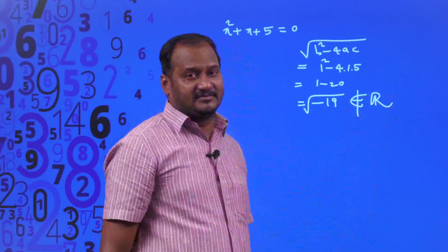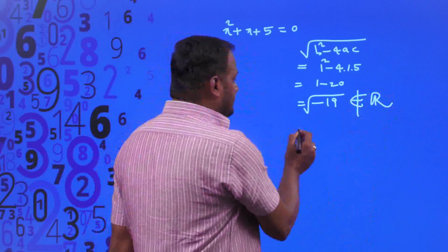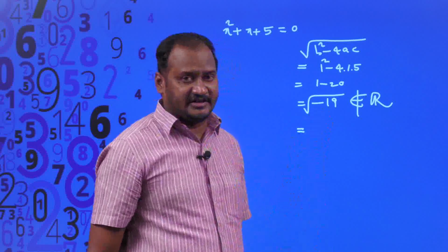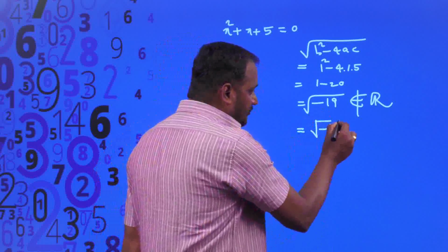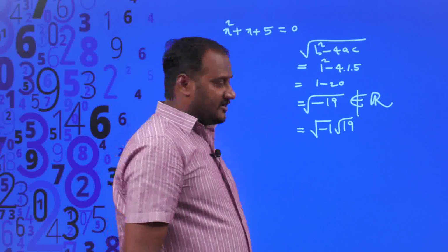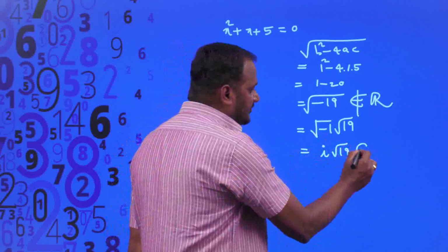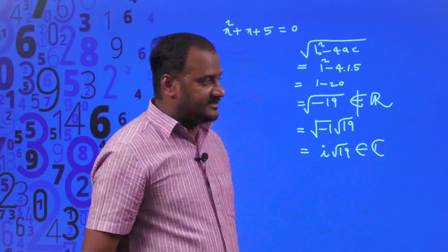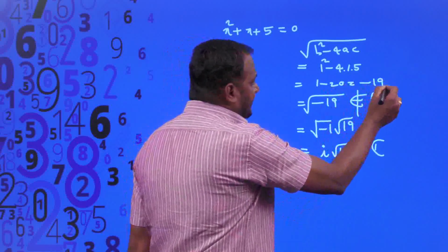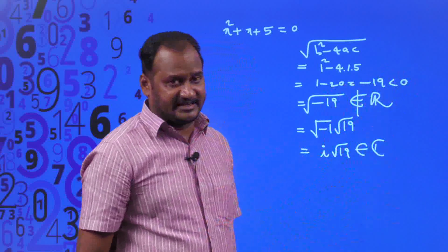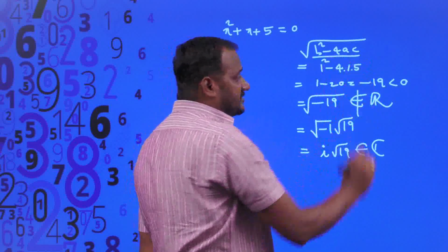If a number is not a real number, of course you can call it a complex number or an imaginary number, right. And what is the value of root over negative 19? We had a discussion, right. We write it as root over negative 1 into 19. Root over negative 1 has a specific value, that is i, into root over 19. So this is a complex number, right. So in this case, when 1 minus 20 is equal to minus 19, which is less than 0, because it's a negative number, what is that negative number for? That is the negative number for b square minus 4ac.